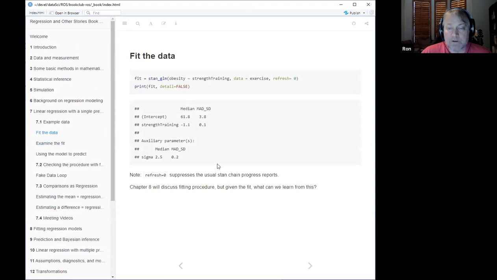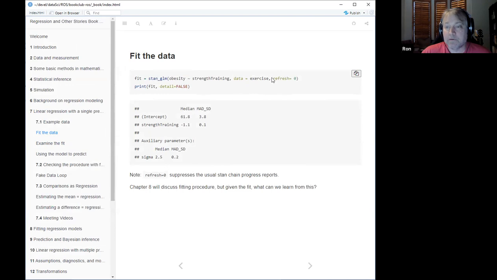So in the spirit of the same thing the book did, we're going to use stan_glm and just say, okay, this is how you do it with stan_glm. You just use this formula syntax: obesity, regression on strength training. Data is that exercise data I just had.